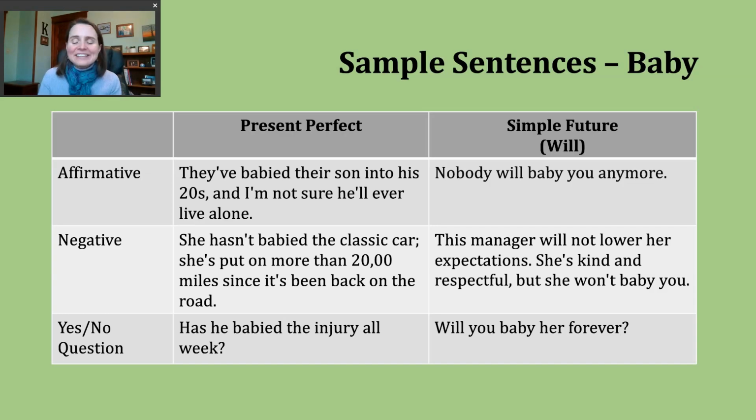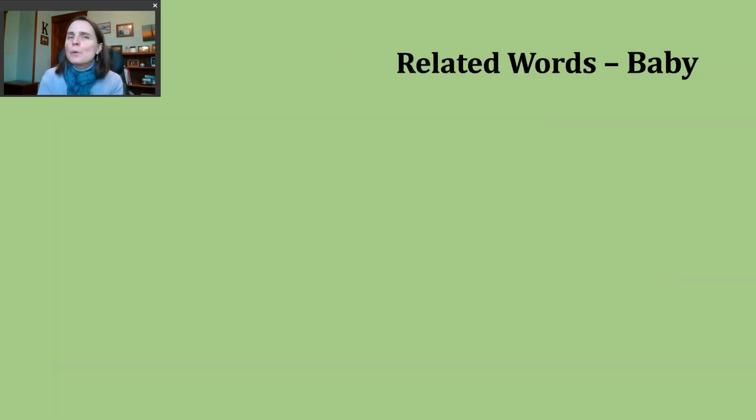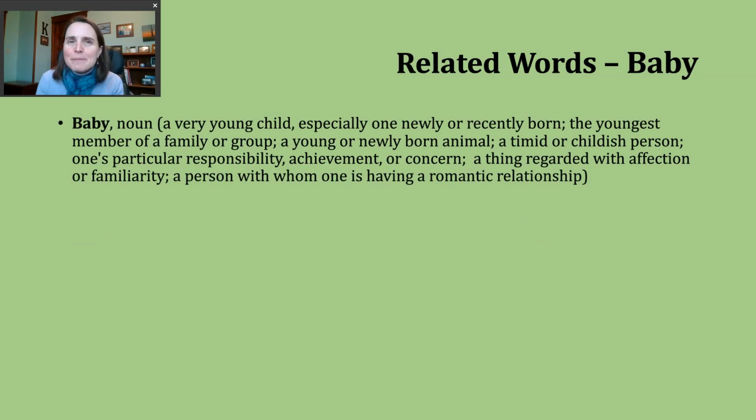Okay. Now, let's move on and talk about some words that are related to our verb. And you're not going to be very surprised here, but our first word we'll discuss is the noun baby. The noun baby has so many different meanings. I think I've picked out about 7 for us to talk about today.